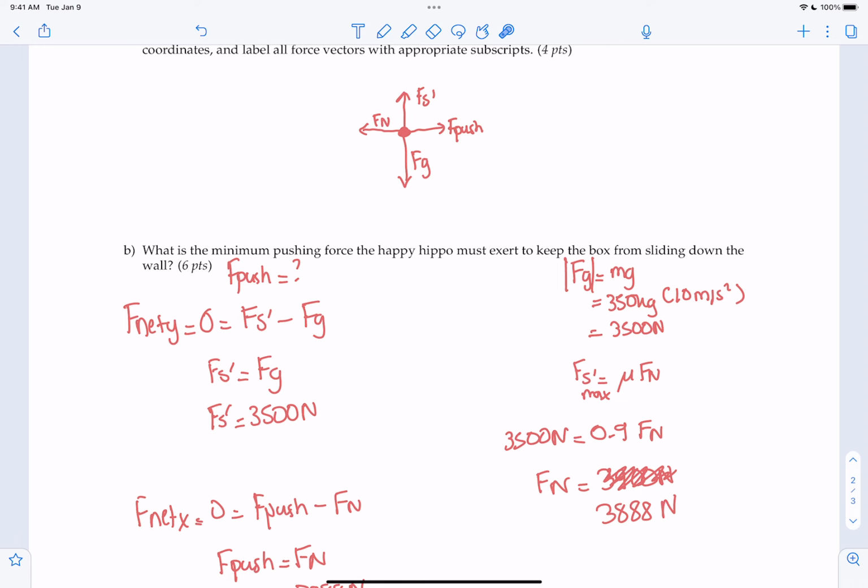But yeah, I mean, that idea of maximum static friction force and minimum pushing force, hopefully that kind of makes sense. Does that sound good so far?